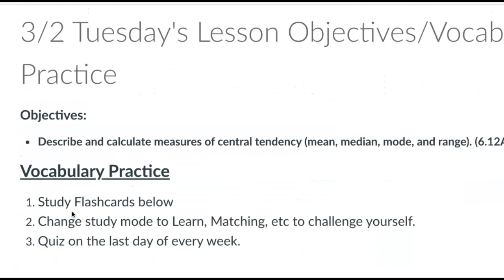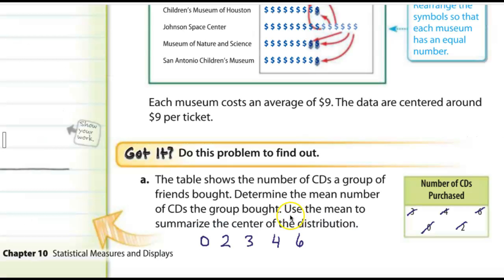Now we are going to do 2 examples from the book before this notes video is over, so hang in there. Okay, in this first problem, and we're back on page 784, so please write down this example in the book as we do it. The table shows the number of CDs a group of friends bought. Determine the mean number of CDs the group bought. Use the mean to summarize the data, the center of distribution.